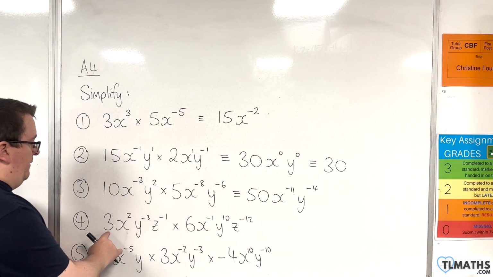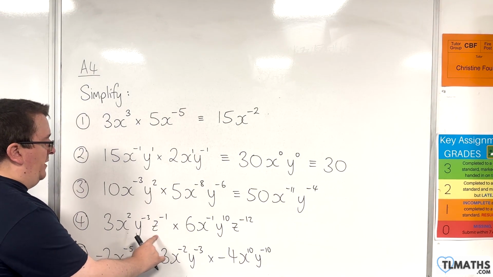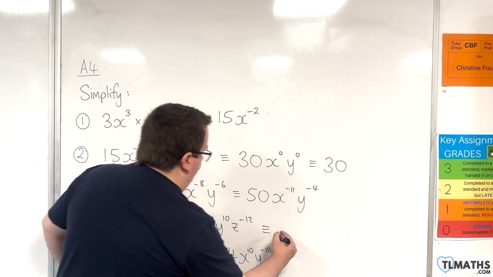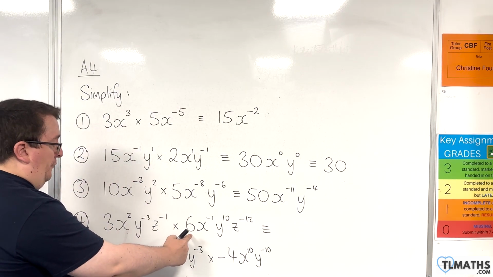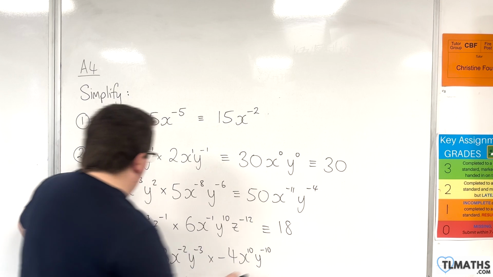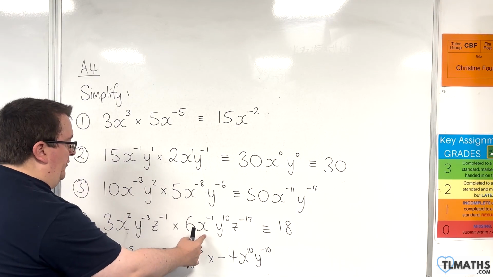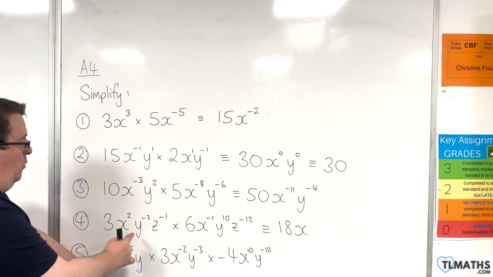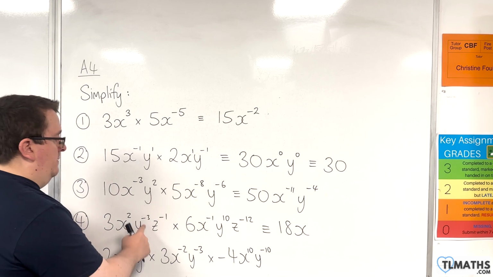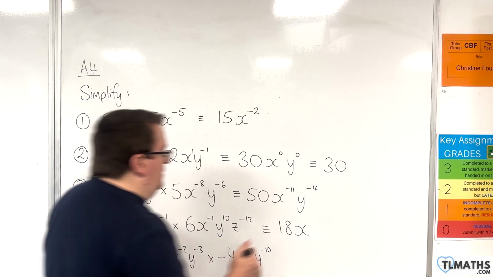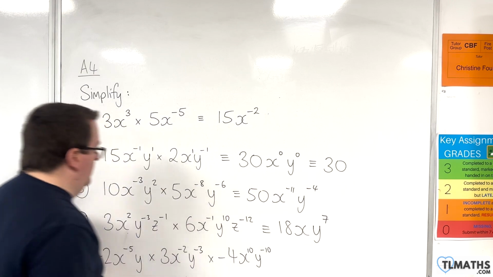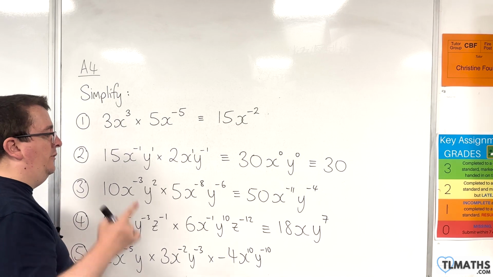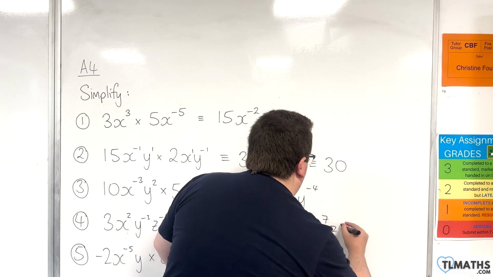Number 4, we have 3x squared y to the minus 3 z to the minus 1 times 6x to the minus 1 y to the 10 z to the minus 12. So 3 times 6 first is 18. Then we have x squared times x to the minus 1. 2 take away 1 is 1, so we're just going to have x to the 1. Y to the minus 3 times y to the 10. Minus 3 plus 10 is 7, so y to the 7. Z to the minus 1 times z to the minus 12. Minus 1 take away 12 is minus 13, so z to the minus 13.